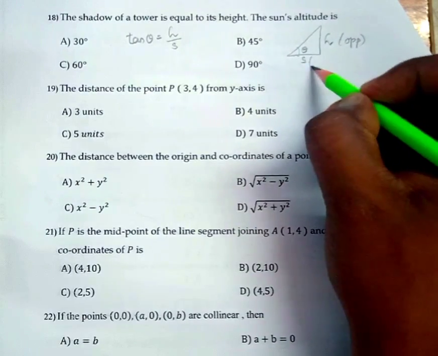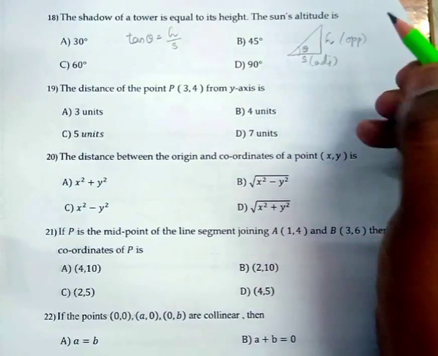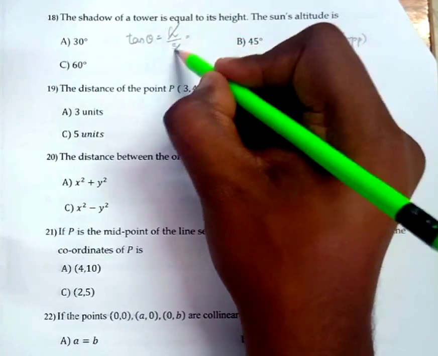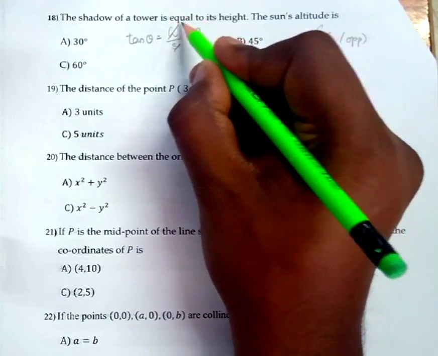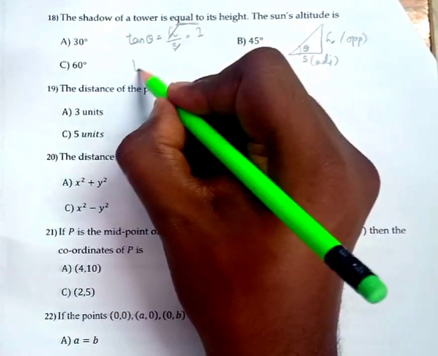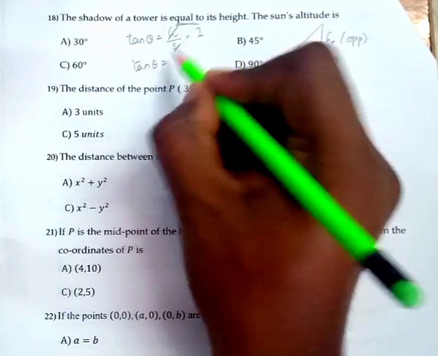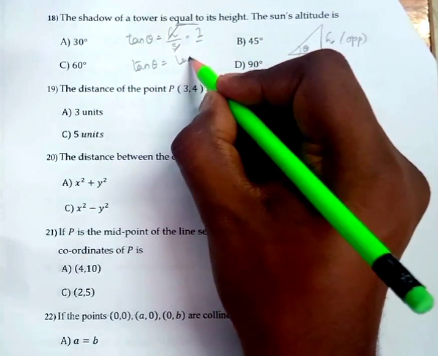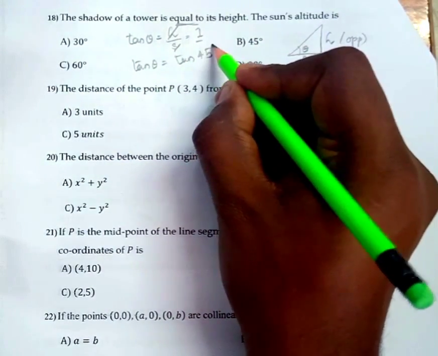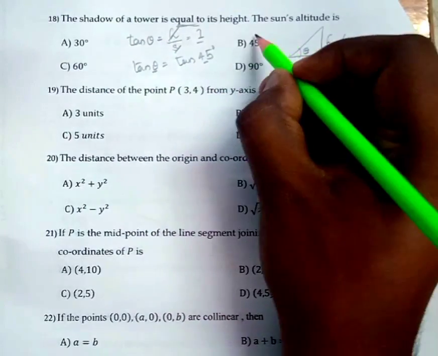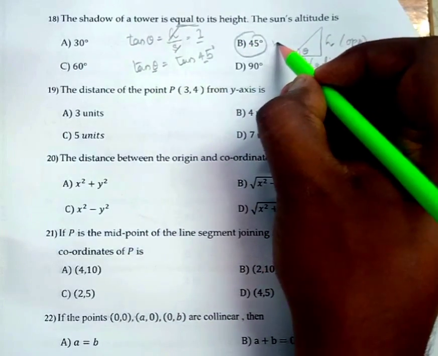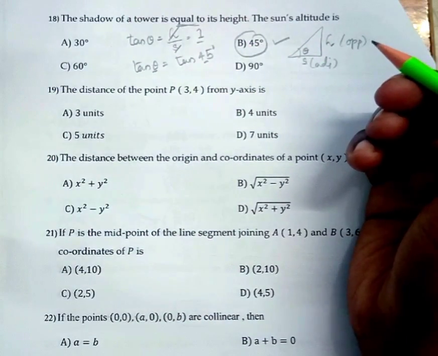Therefore, we know that the length of height is equal to the length of shadow. Therefore, it will cancel out. We get tan theta equals 1. 1 can be written as tan 45 degree. Therefore, the value of theta is 45 degree. Therefore, the correct answer is option B, 45 degree.